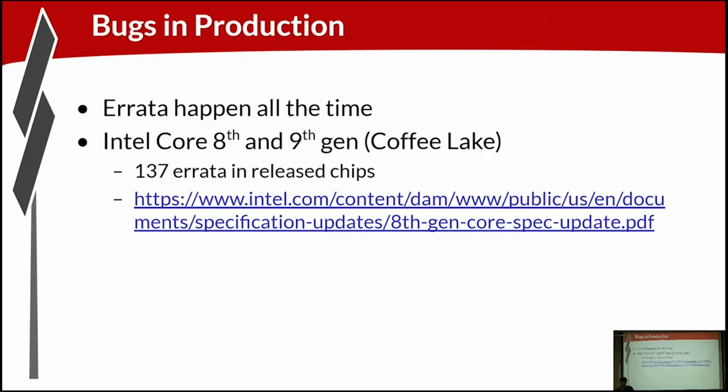Bugs happen all the time. It's a reality. So just some data on Intel 8th generation, 9th generation, 137 errata, since fabrication of the silicon. So mostly these are things that there's some sort of workaround for in software, or they only relate to certain customers, and we're still able to produce the silicon and ship it off. But yeah, just to make the point that silicon does not come out perfect.